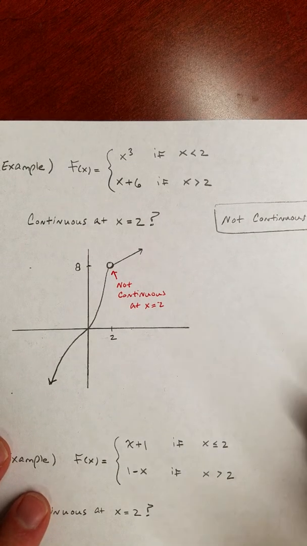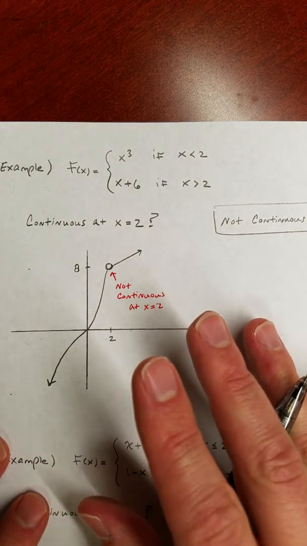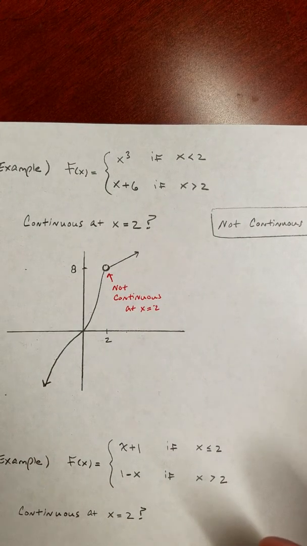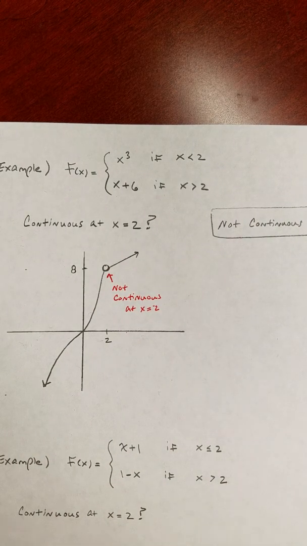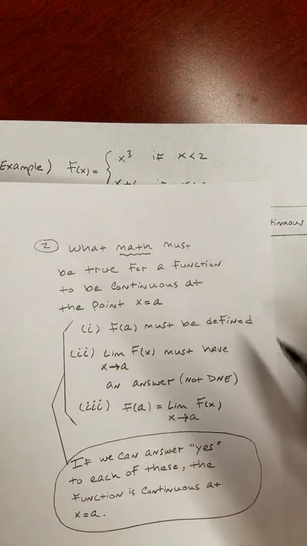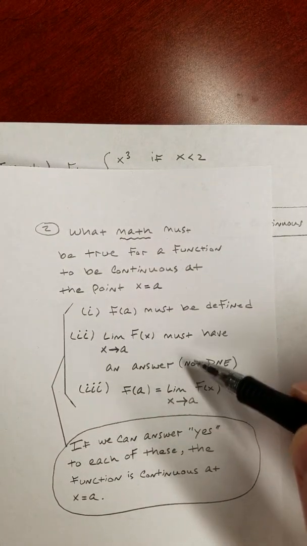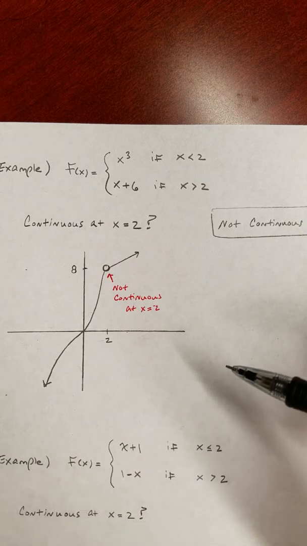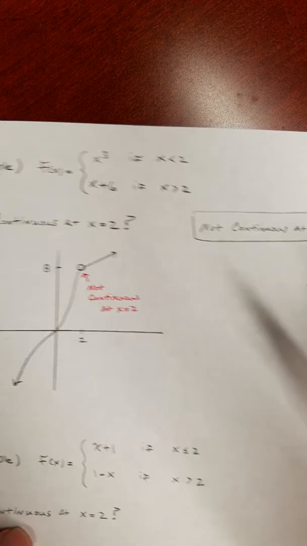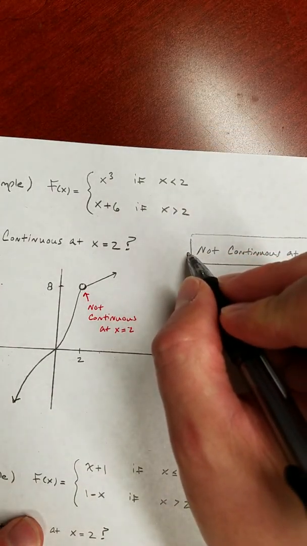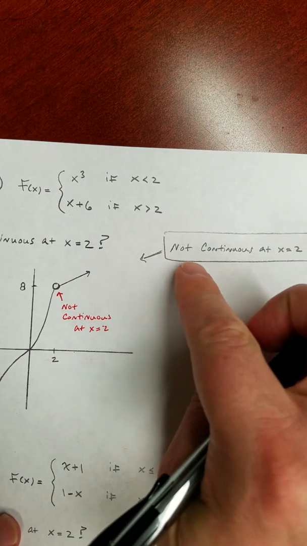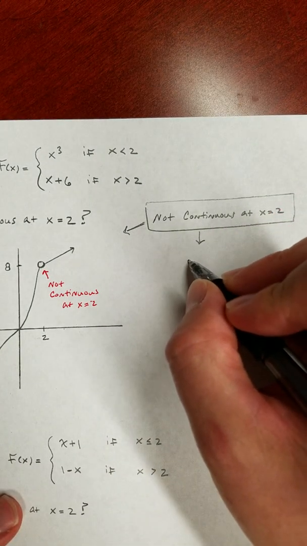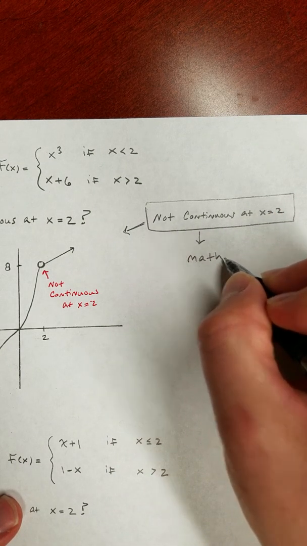Okay, so this is what it looks like, but I need to make sure you can do the math. And what do I mean by that? You'll need to go through each part of this test, tell me what you get, and make a conclusion. So here's visually why I think the answer is it's not continuous at 2. And then down here, I'll do the math, strictly the math.